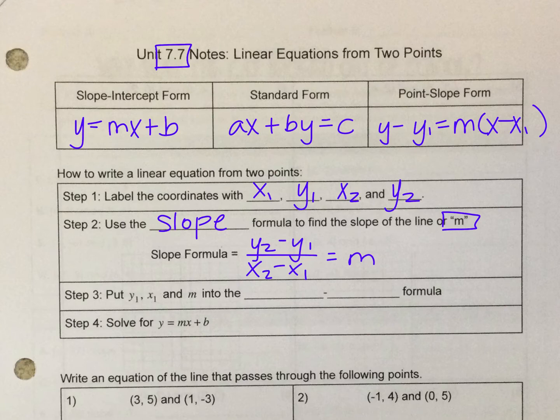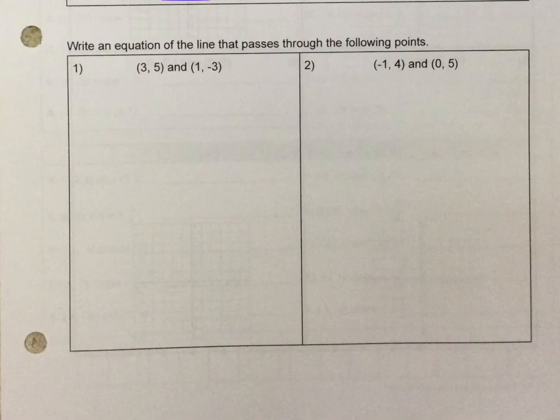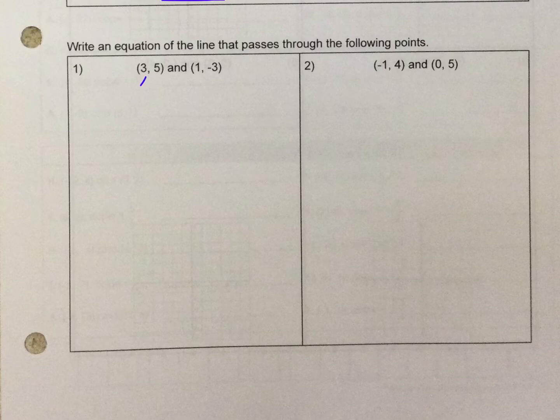Then we're going to put it into point-slope formula, and it's this one right here, y minus y1 equals m times x minus x1, what we used on Friday. And then from there, solve it for y equals mx plus b. So get all that written down, and then we're going to go down and look at number 1 and number 2.